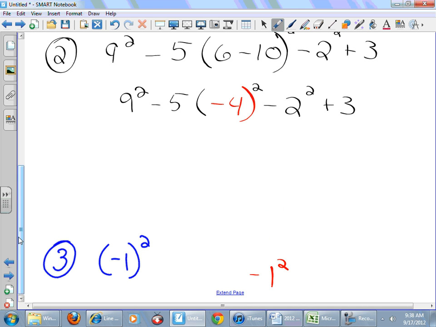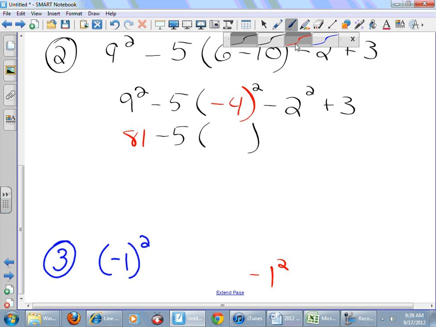Okay, all right, so now I've got 3 exponents in the problem, so I'm going to go ahead and do those. This will be 81. And negative 4 to the second power is going to end up being negative 4 times negative 4, which is positive 16. So I get a 16 there. And then I have minus a 4. Oops, I should do that 4 in red so that you can see my work. And then finally, plus 3.